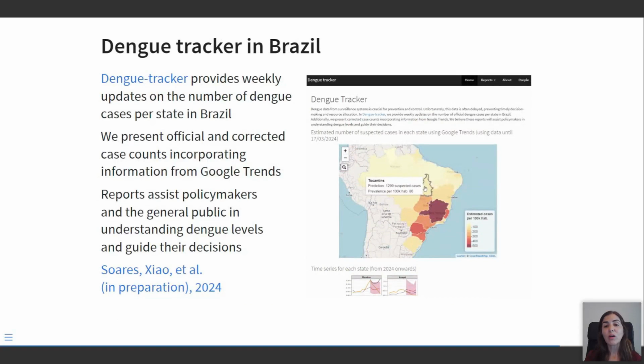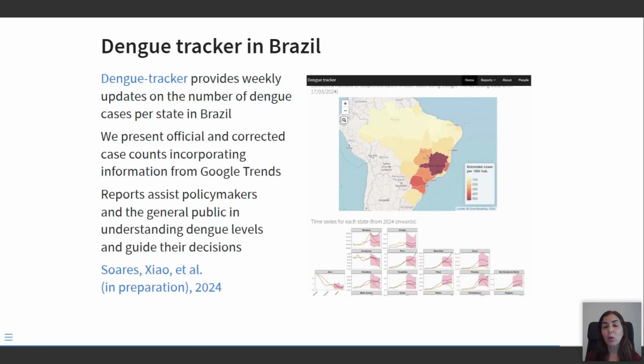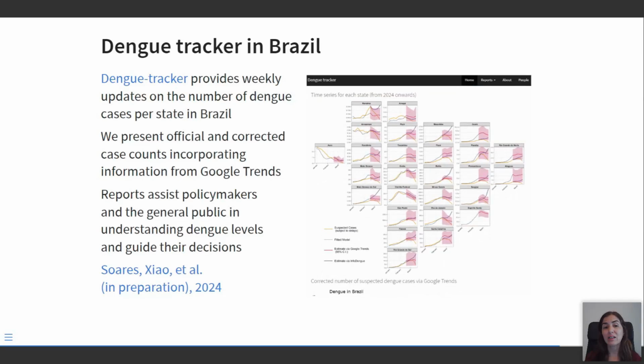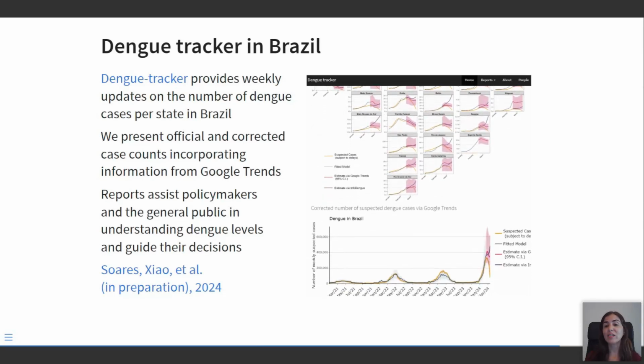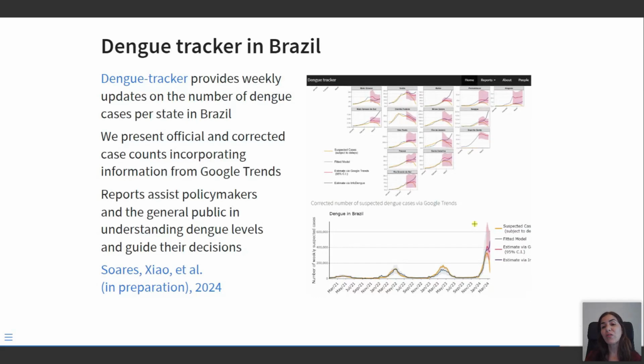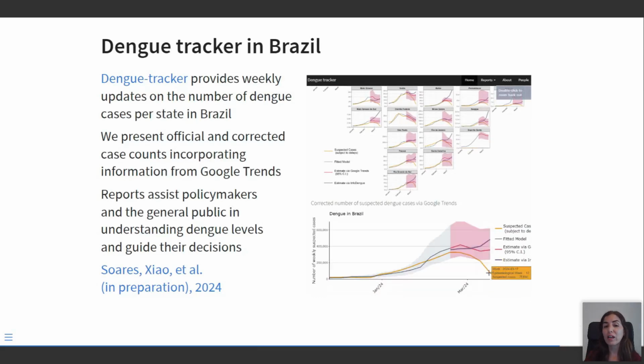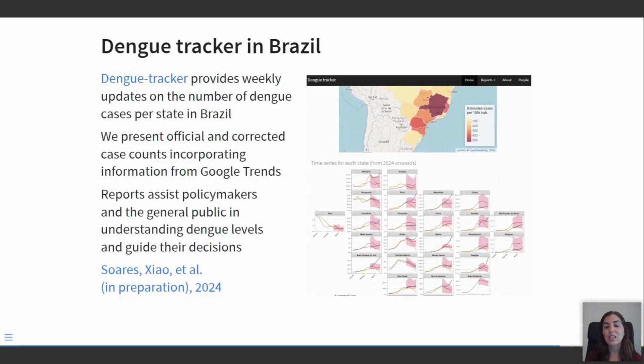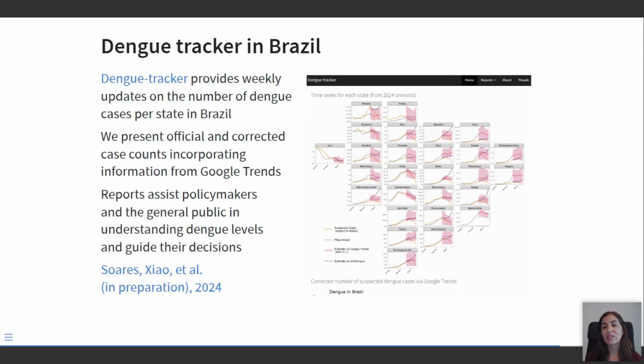For example, now we are working on Dengue Tracker. This is a system that provides weekly updates on the number of dengue cases per state in Brazil. So here we present the official cases, but as I mentioned, these official cases come with delay. So we also provide corrected case counts, incorporating information from Google Trends. And we hope that these reports assist policymakers and also the general public in understanding dengue levels and guide their decisions.